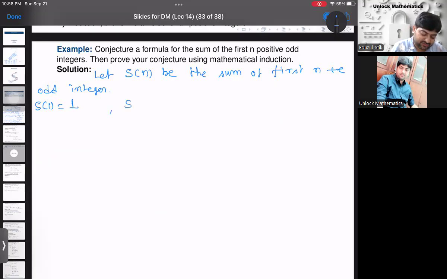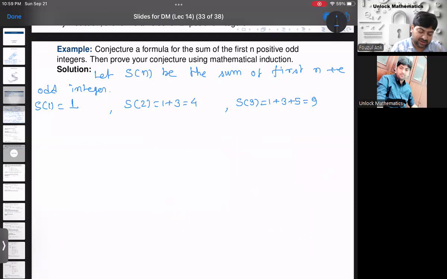But what is S of 2? Sum of first two odd positive integers, which is 1 plus 3, which is equal to what? It is 4. Right? Similarly, what is S of 3? S of 3 is the sum of first 3 odd positive integers. So it is 1 plus 3 plus 5. But what is this value? It is 9. Now can you see some pattern?